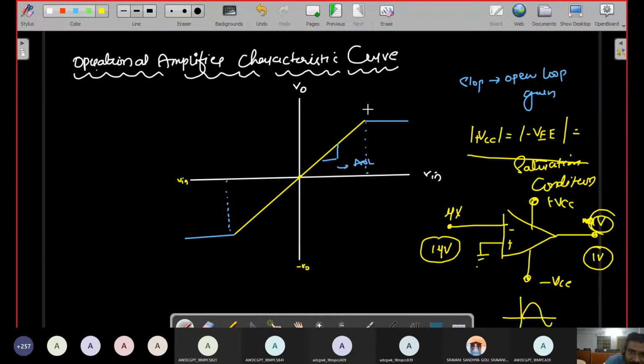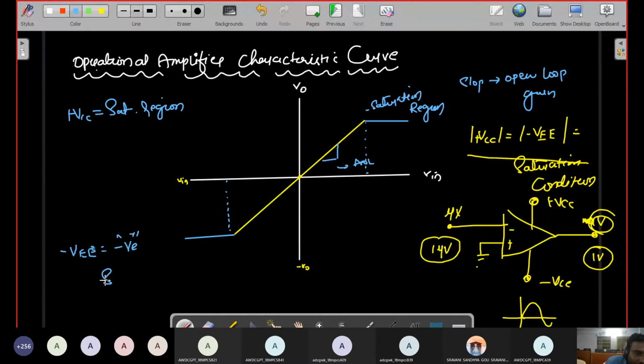Now this region is represented as the saturation region. Okay, so this is called positive saturation, positive VCC. This is called the positive saturation region. And see, this is called the negative saturation region, minus VEE. So that is called the negative saturation region. After that, in between these two points only the operational amplifier can amplify any signal.